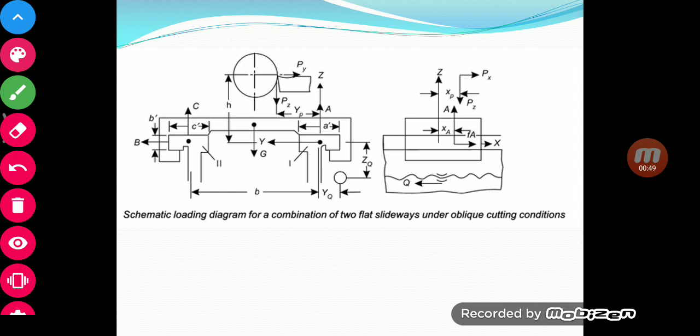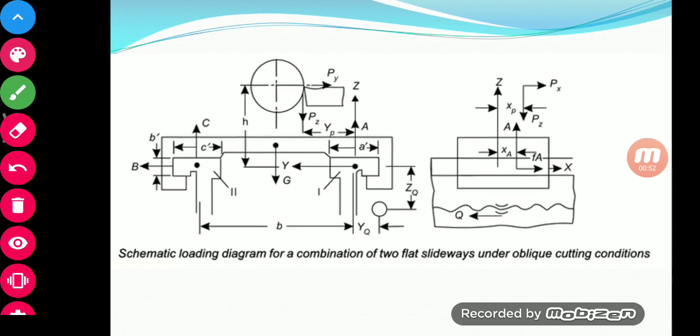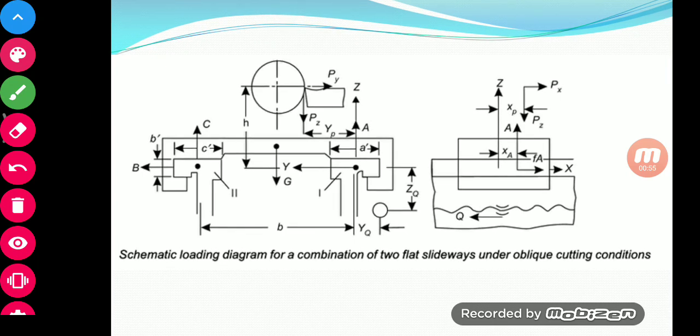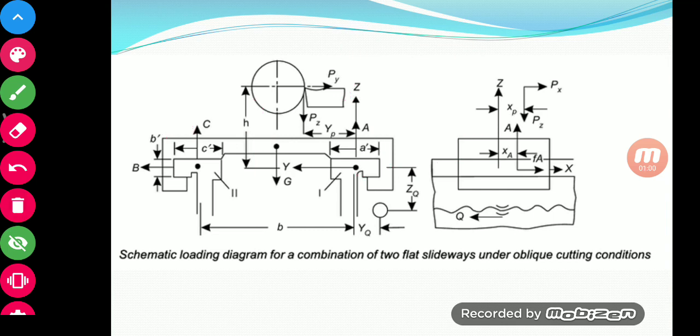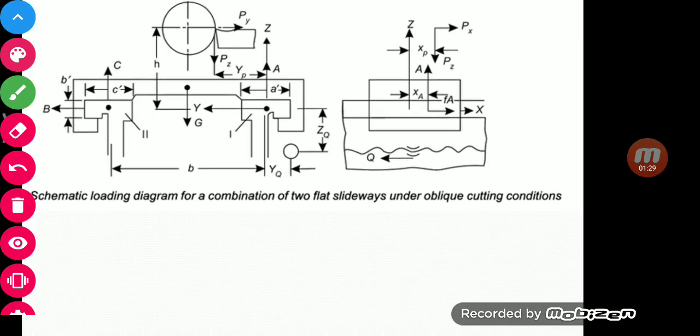So here we are. Now let us see how to go ahead and analyze and find out the reactions. In this particular case, let us look at the causative forces, that is Py, Pz, which are acting in the directions shown. Then we have the weight acting vertically downwards. So these are the forces as in the previous case, and the reactions are A, B, and C. In order to find out these reactions, we again have to look at the various equations.